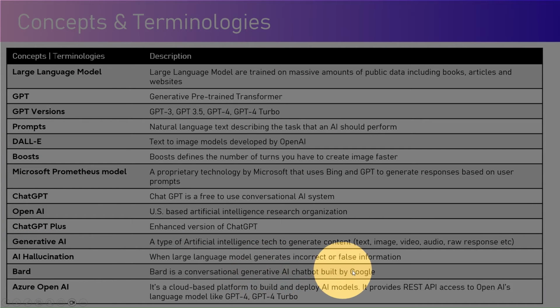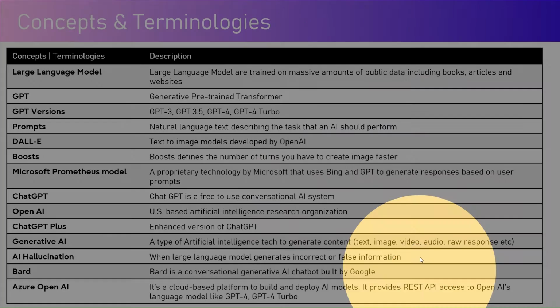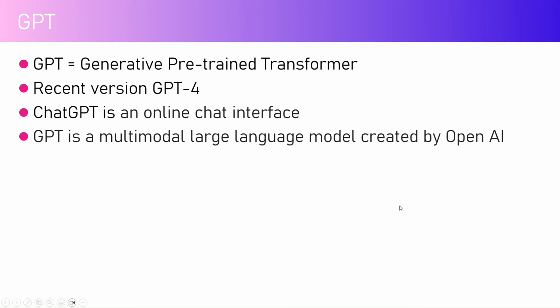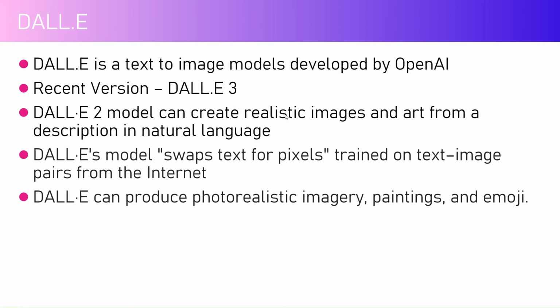Bard is a conversational AI chatbot built by Google, so it's in direct competition to GPT. Azure OpenAI is a cloud-based platform to build and deploy AI models. It basically provides REST API access to the OpenAI language models like GPT-4 and GPT-4 Turbo. GPT is generative pre-trained transformer. The recent version is GPT-4. ChatGPT is an online chat interface. GPT is a multi-model large language model created by OpenAI.